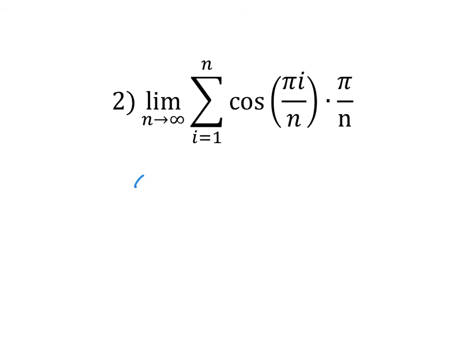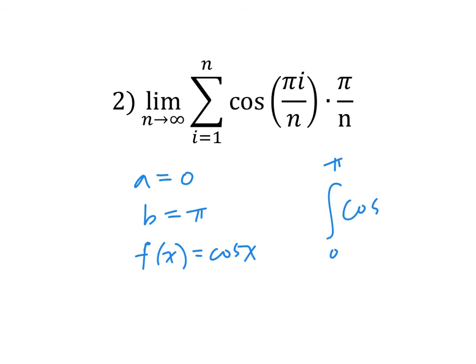For this one, a is 0. There's nothing, so 0. B is pi. F of x is cosine x. So from 0 to pi of cosine x dx. Okay, not too bad, right? We're going to go backwards.